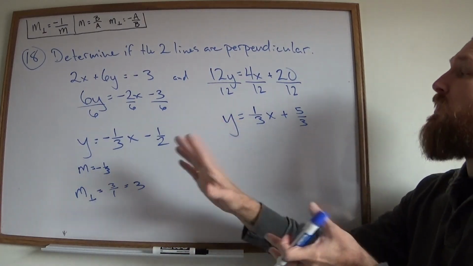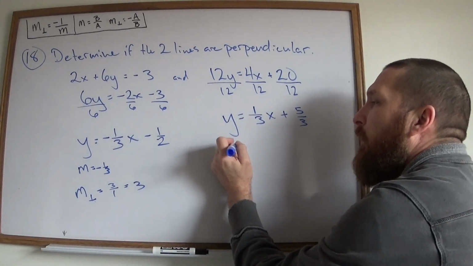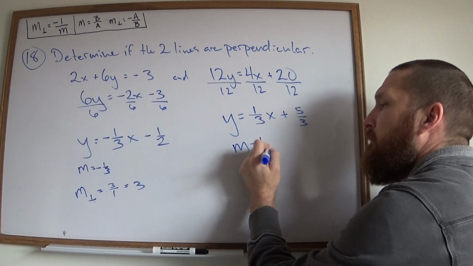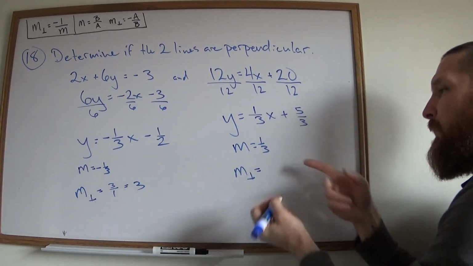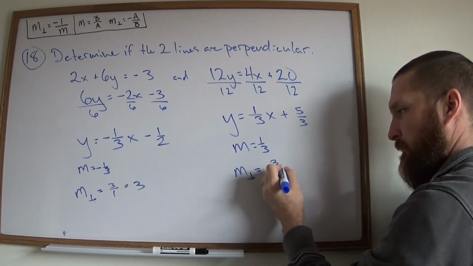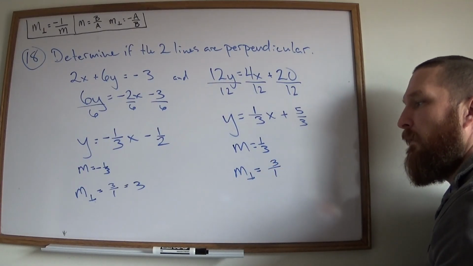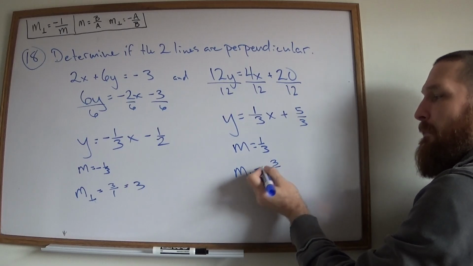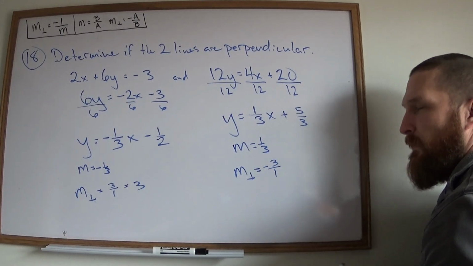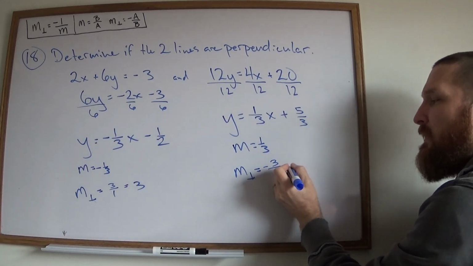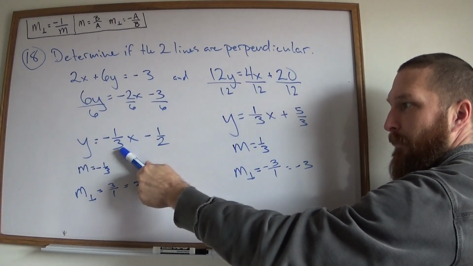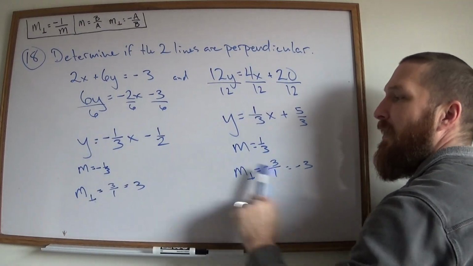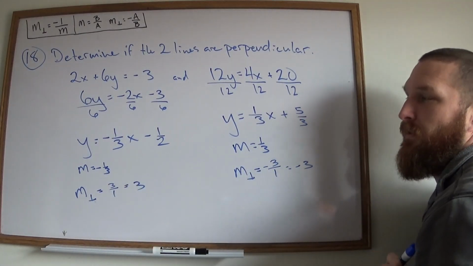And conversely, if you had started with this one, you said, okay, well, if m is 1/3, then the slope that's perpendicular to it would be, I swap the roles of rise and run, and then I make it negative, since it's positive. And so that's -3. And then I just ask myself, is -3 that number right there? No. So then they are not perpendicular to each other.